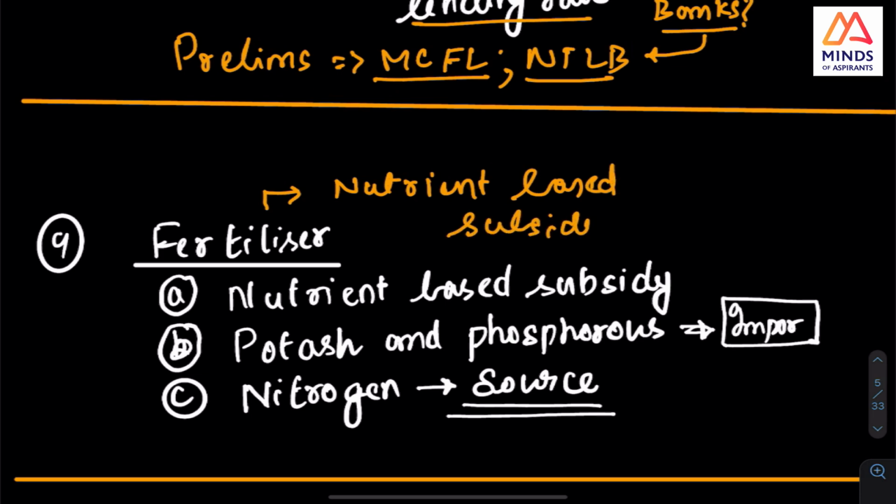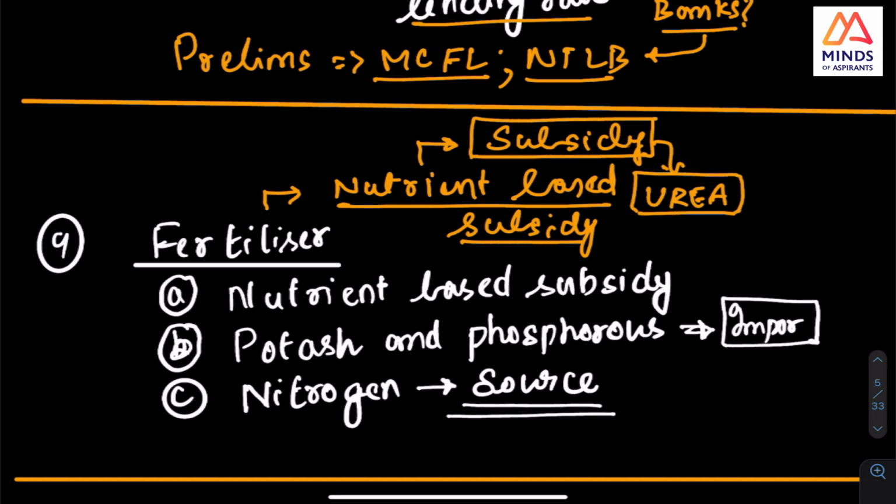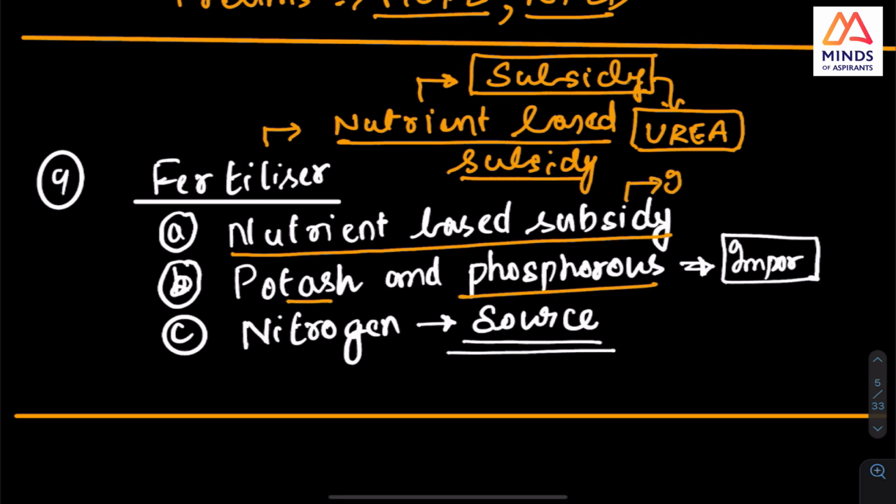If you think about it, nutrient based subsidy, and in this preliminary examination, they asked that the government does not give subsidy to any fertilizer. And if you think about it, government provides subsidy to urea, but for other things, potash and phosphorus, they provide nutrient based subsidy. And this point, see, they have increased this, and that is why it was in news.